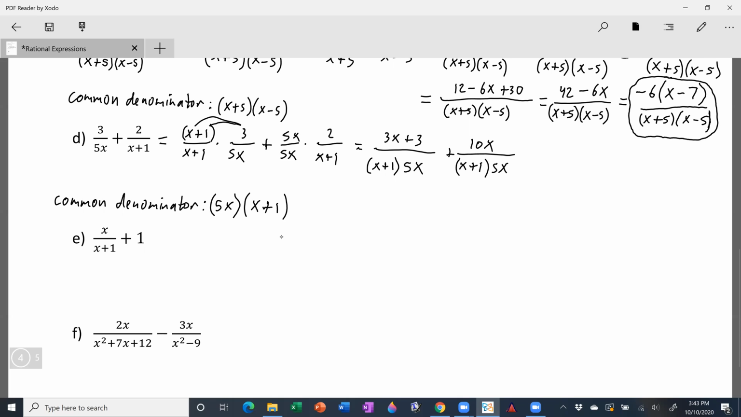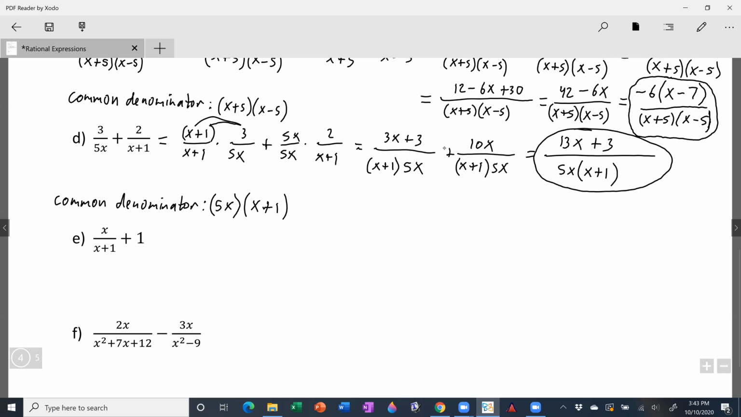On the bottom, the order doesn't really matter of how you multiply those. I could switch those around as 5x times x plus 1. It looks a little bit nicer maybe if you put the 5x in the front. And then now we just go ahead and add up straight across the top. 3x plus 10x is 13x. And then there's that 3. And there's no other factoring or canceling that can be done, so that is it.